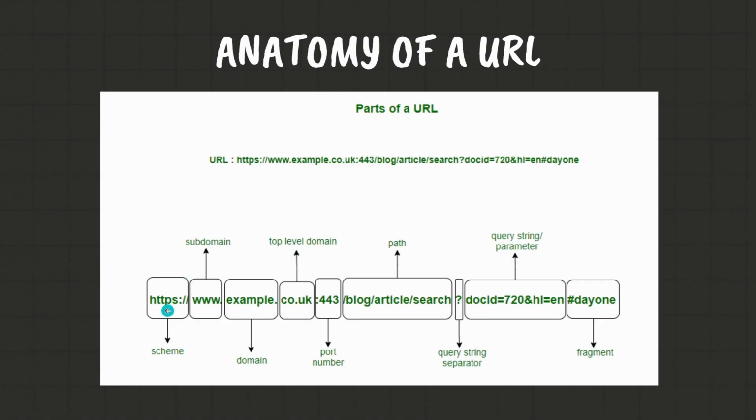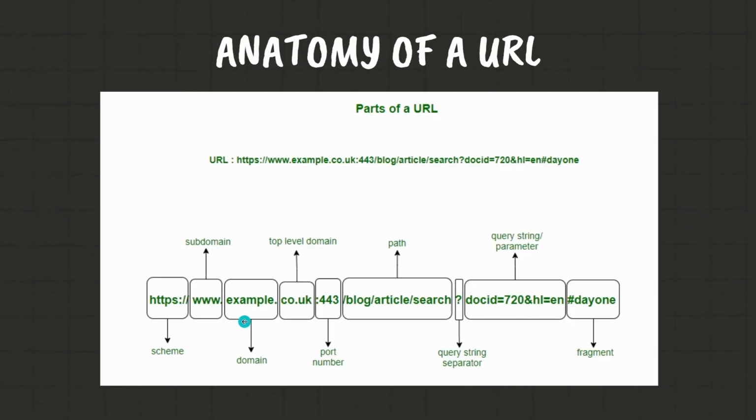At first we have the scheme. This is the first part of the URL and tells our browser how to access the website. The most common schemes are HTTP or HTTPS. The S in HTTPS stands for secure and means the connection is encrypted. Second, we have the subdomain. This comes after the scheme and is optional. It is like a specific room or section within a website, for example blog or support before the main website name.